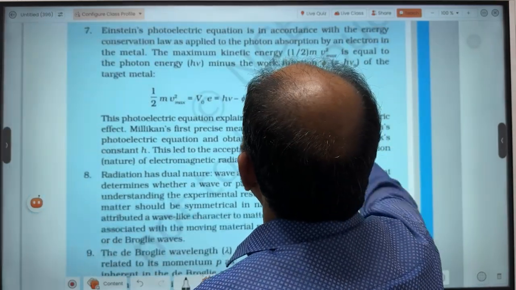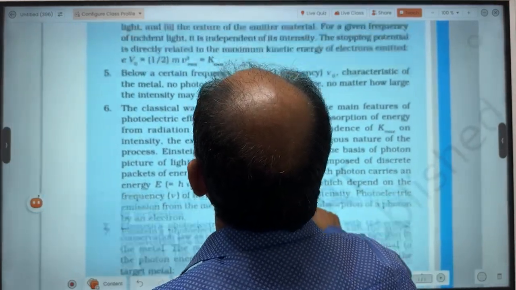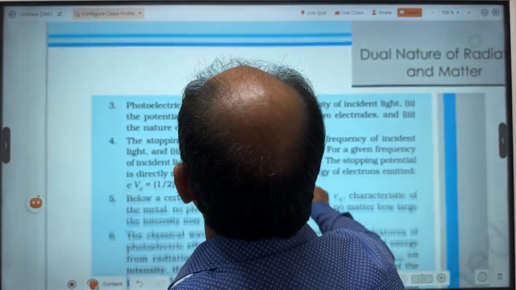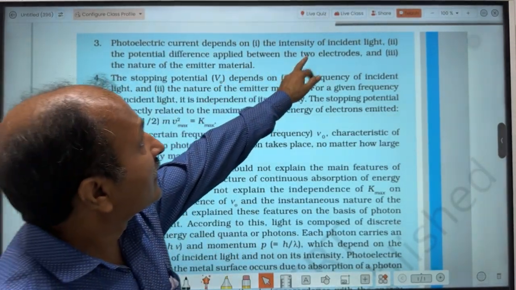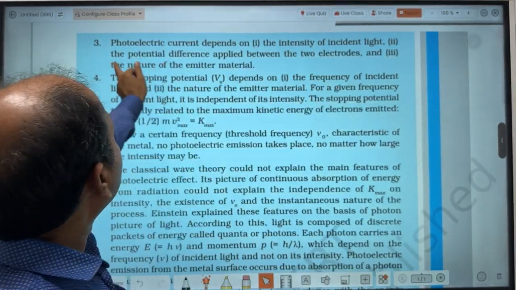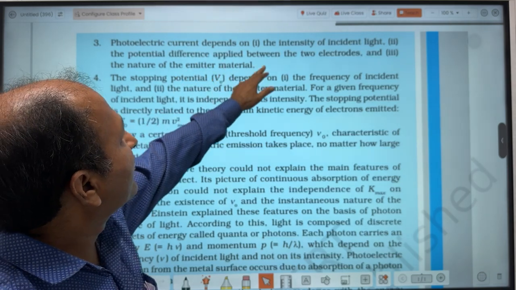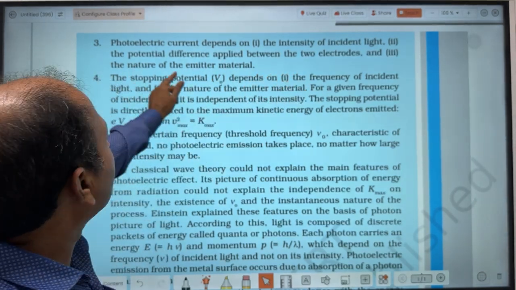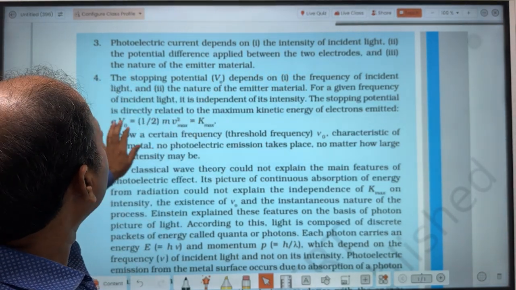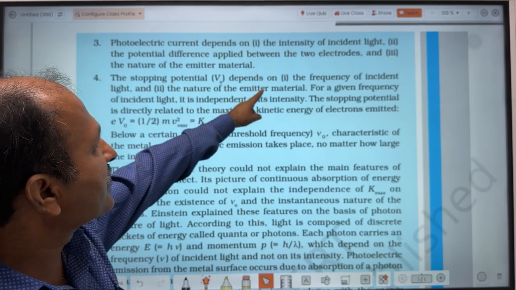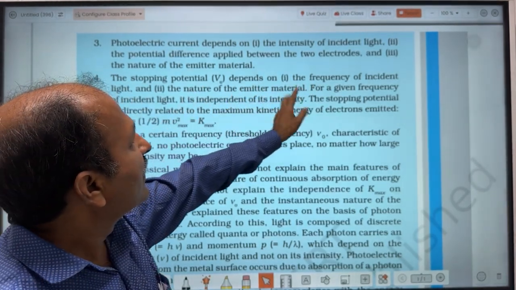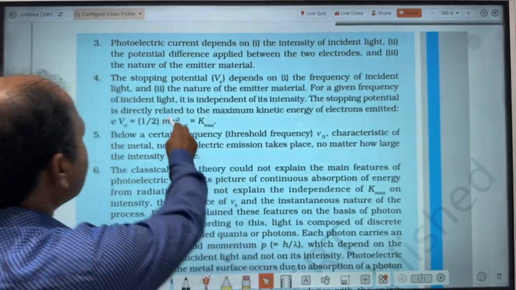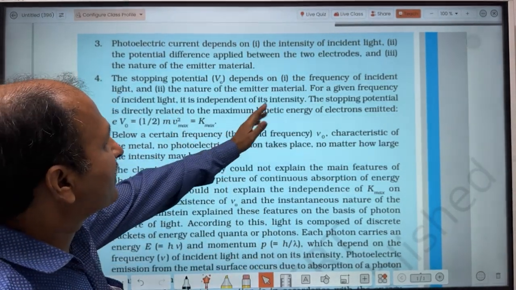Next point is: photoelectric current depends on the intensity of incident light, the potential difference applied between the two electrodes, and the nature of the emitter material. Then stopping potential V0 depends on the frequency of incident light and the nature of the emitter material. For a given frequency of incident light, it is independent of its intensity.